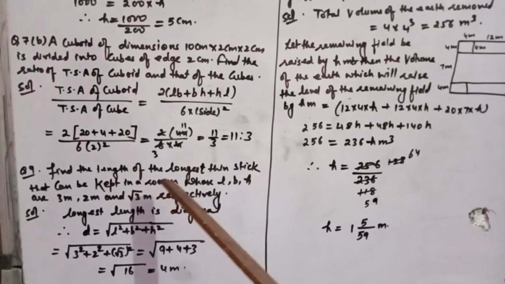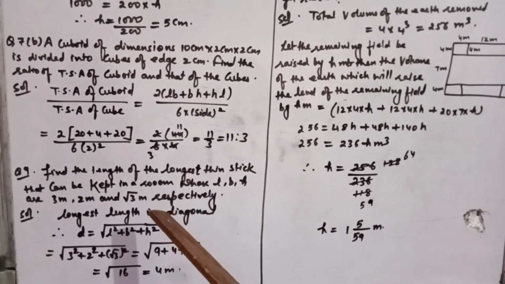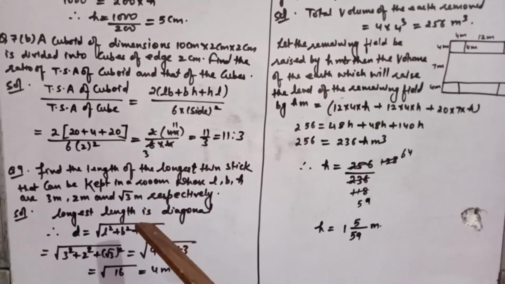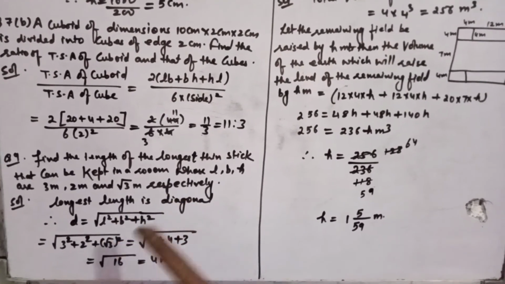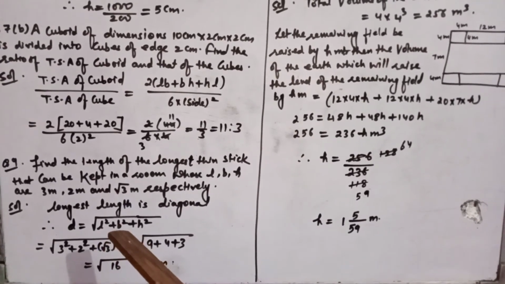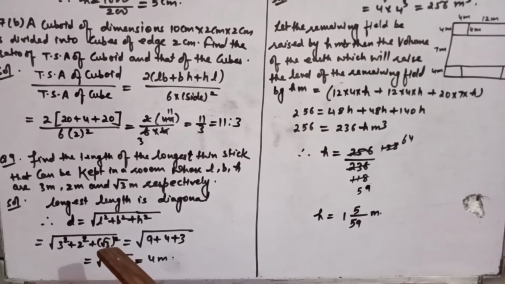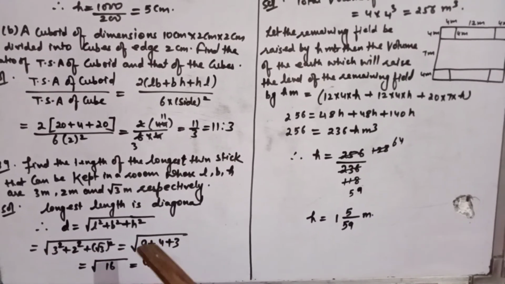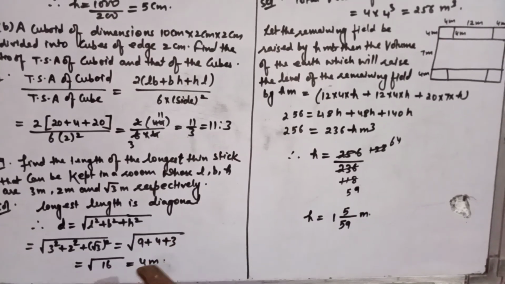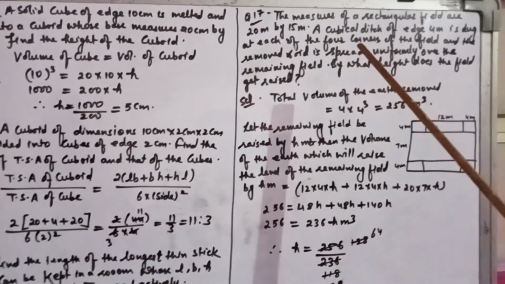Question number 9. Find the length of the longest thin stick that can be kept in a room whose length, breadth and height are 3 meter, 2 meter and root 3 meter respectively. We know that in the room the longest length is diagonal. Therefore, diagonal is equal to square root L square plus B square plus H square, which is 3 square plus 2 square plus root 3 square. 3 square is 9, 2 square is 4 and root 3 square is 3. 9 plus 4 plus 3 is root 16, which is 4 meter. Clear, student? Now last question of the exercise.